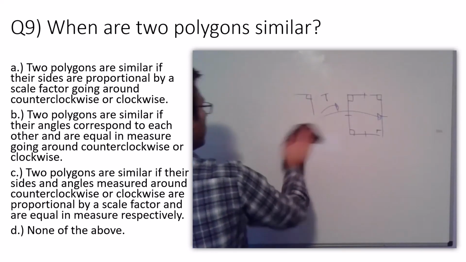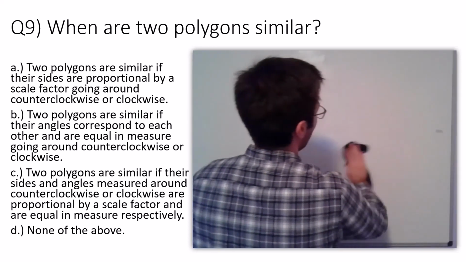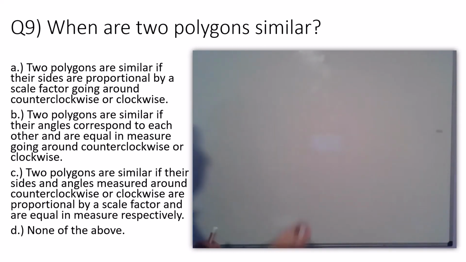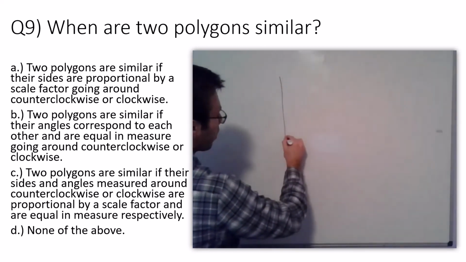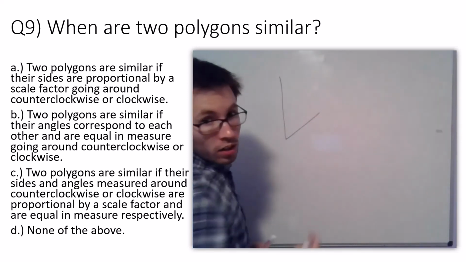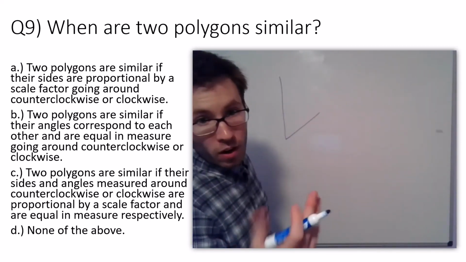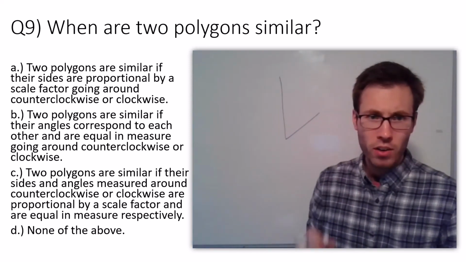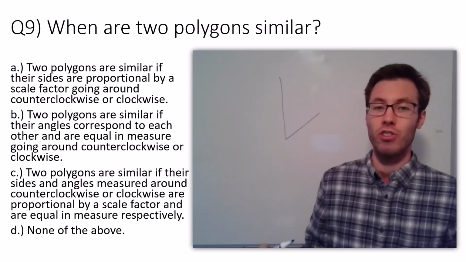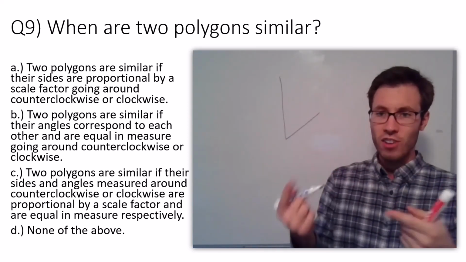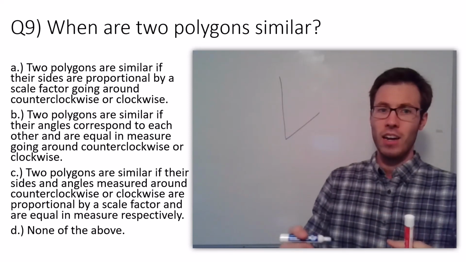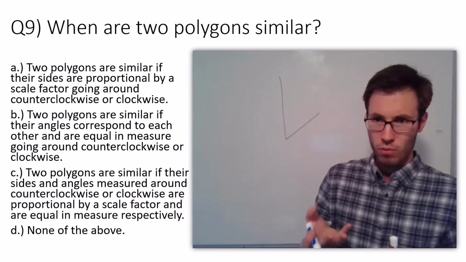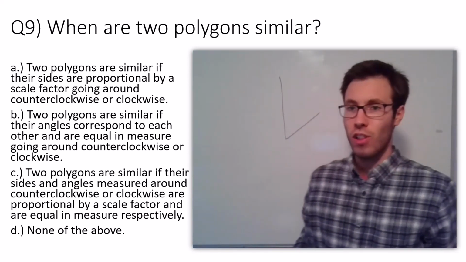Let's look at option C. Option C states two polygons are similar if their sides and angles measured around clockwise or counterclockwise are proportional and equal. So are their sides all in proportion to each other, and are the angles equal in measure respectively? So are all the angles going to be equal respectively if I go around either counterclockwise or clockwise here?